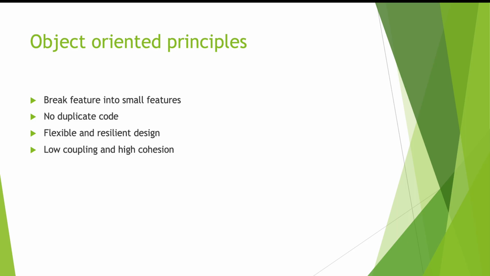Next point is low coupling and high cohesion. Your modules should be very less dependent on each other, which ensures they are low coupled, and they should be highly cohesive, which means each module should very well know the job it does and it should have a well defined job. That way, it's easier to maintain in the long term.